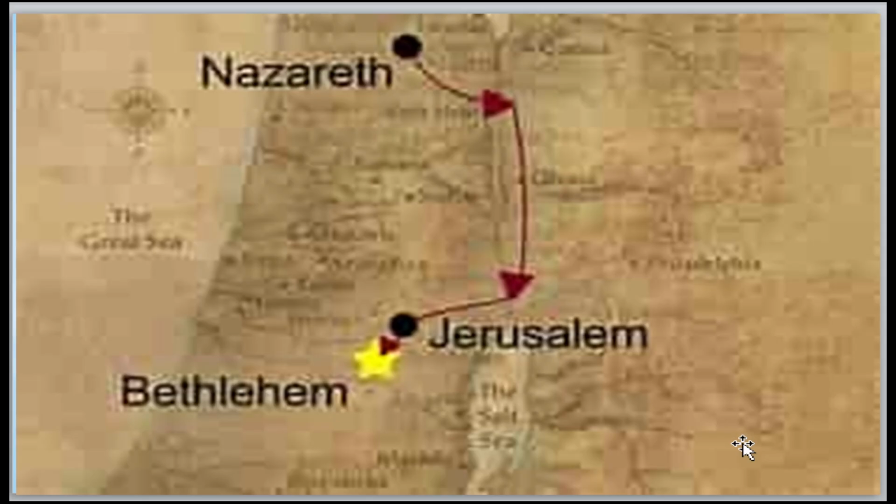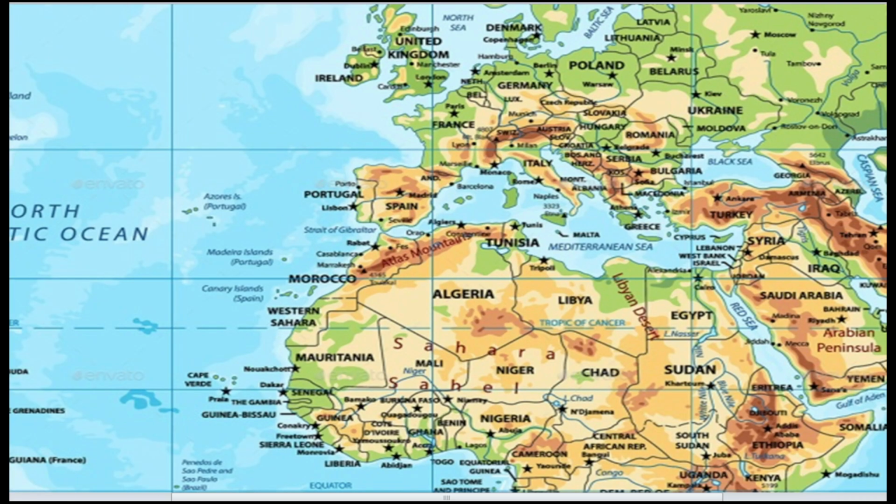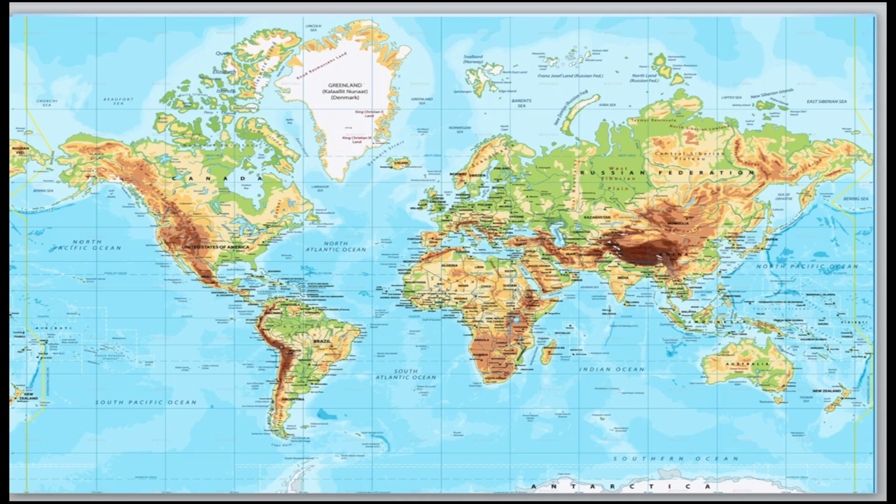Now come to the world map. Here we can see these countries: Turkestan, Syria, Iraq, Iran, Saudi Arabia. And here is Israel. I hope you are understanding. Now move to the next point.